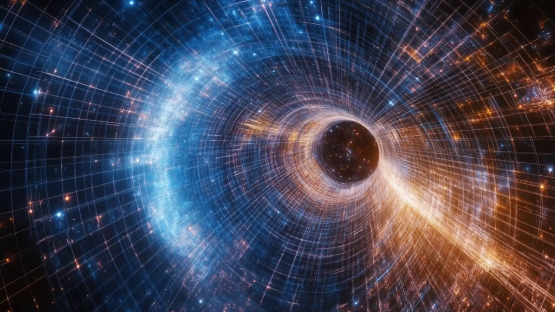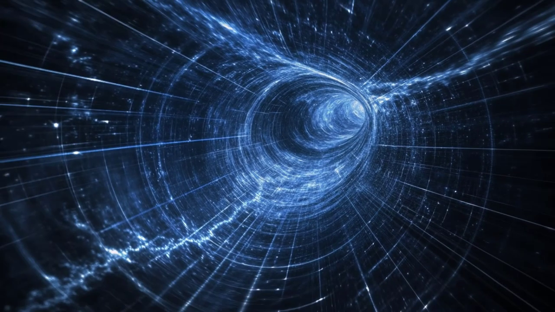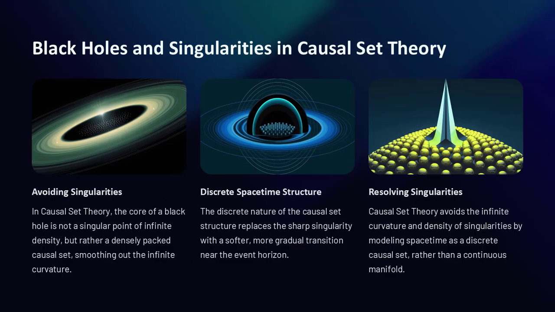CST offers a novel perspective on black holes and singularities. In general relativity, singularities represent points of infinite density and curvature. However, in CST, these infinities are avoided because spacetime is made up of discrete events. Instead of a singular point, a black hole's core might consist of a densely packed causal set, smoothing out what would otherwise be an infinite curvature.